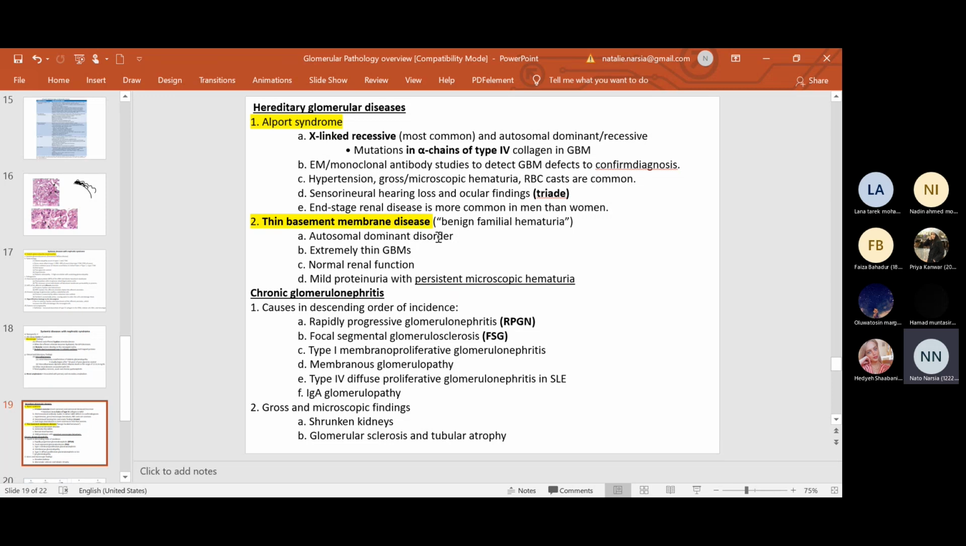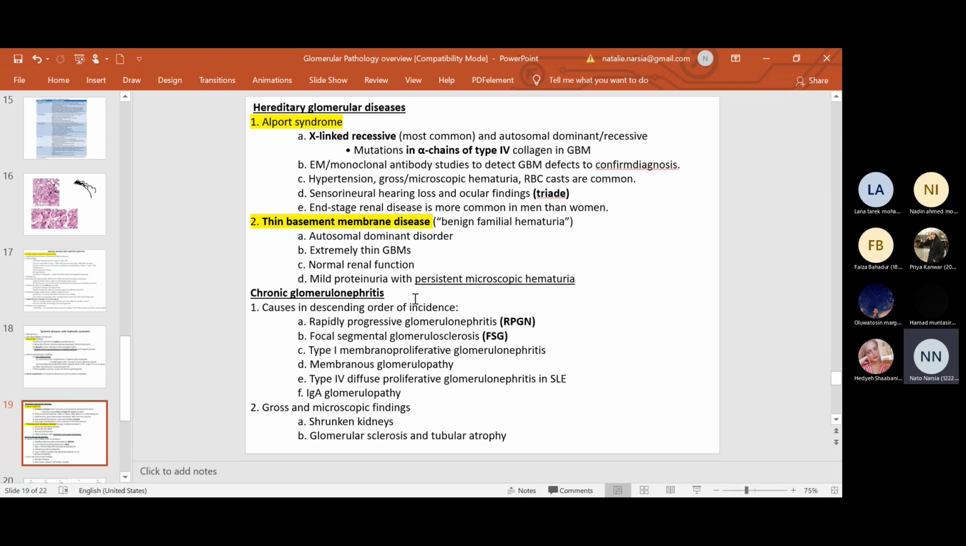Thin basement membrane disease, benign familial hematuria, is also very rare. But you see, you can have this disorder with normal function. I have a friend who has it, and you can't imagine how rare this disease is. She had normal renal function, just mild proteinuria because of this extremely thin basement membrane.